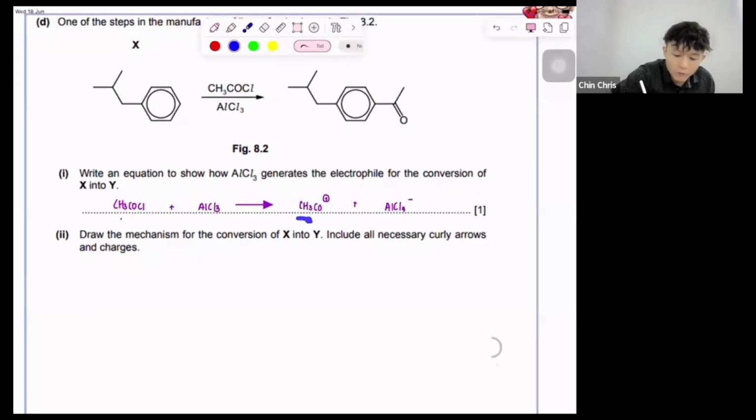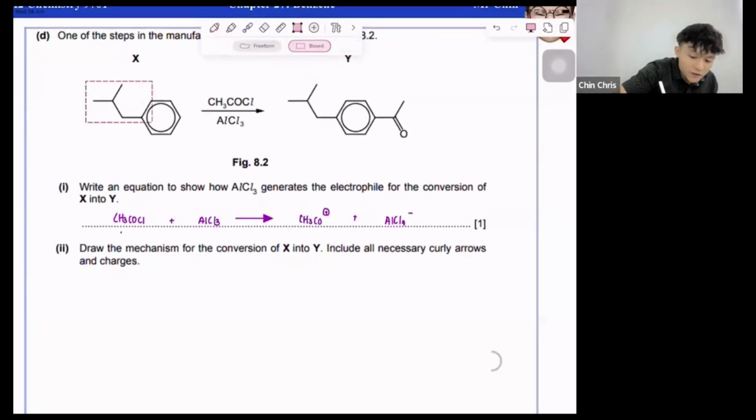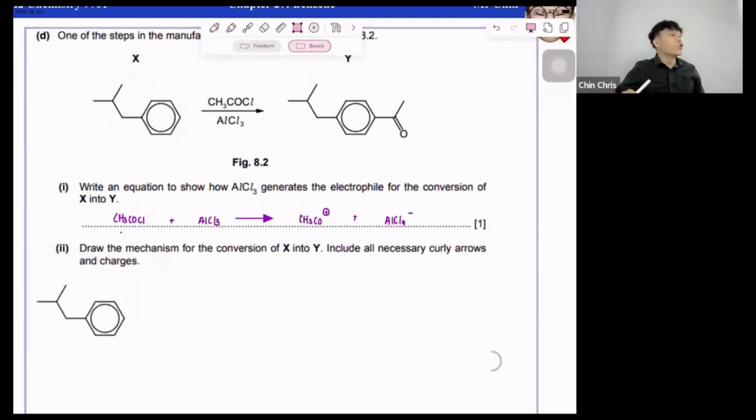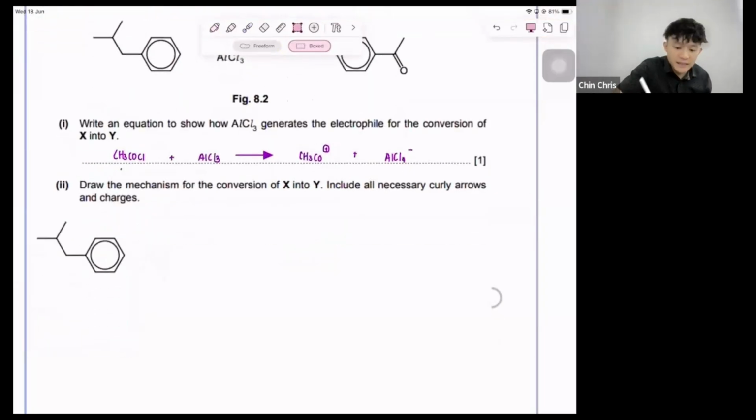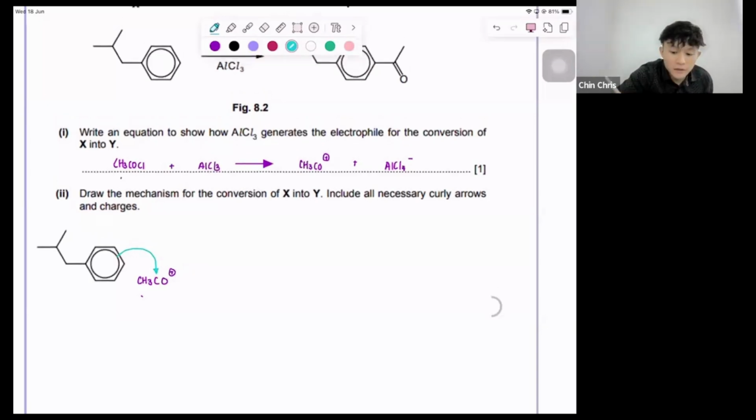Draw the mechanism for the conversion of X to Y. How to convert X to Y? Show the full mechanism. Where do you place the electrophile? The electrophile is here, CO. The arrow drawn here will hit this carbon. Understand? Correct.